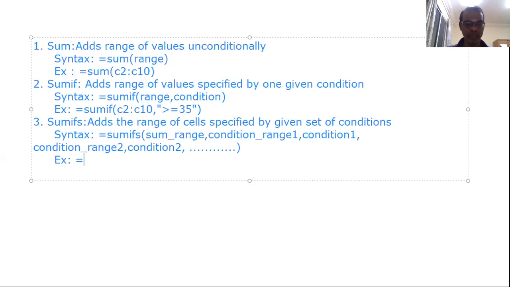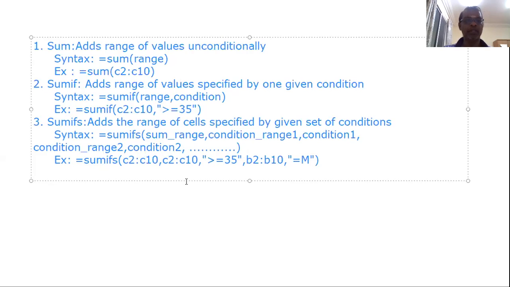Example, SUMIFS, since we are having more than one condition. First the sum range, C2 colon C10, comma. This is condition range number 1. Then we should have one condition, greater than or equal to 35. This is condition number 1. Then one more condition range, that is B2 colon B10. This is condition range number 2. Then the condition, equal to capital M.